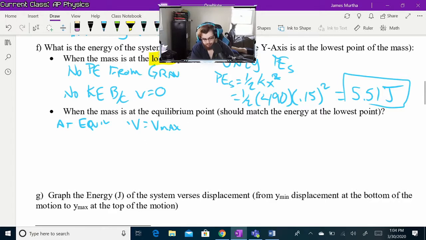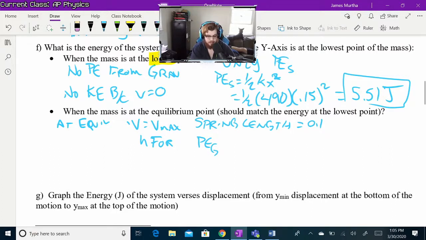We know that our spring length is equal to 0.1. And we also know that our height for our gravitational potential energy, I should put that as PE sub G, our height for that is 0.05 because that's how high up it is from 0.